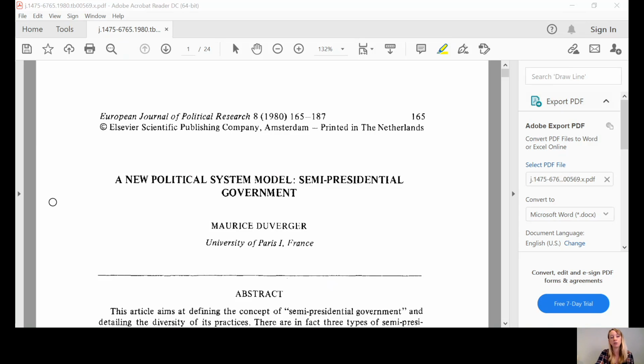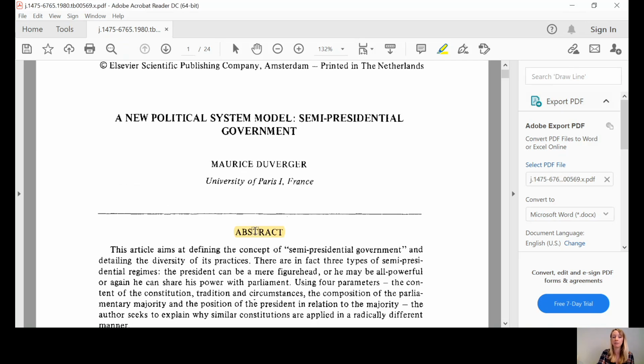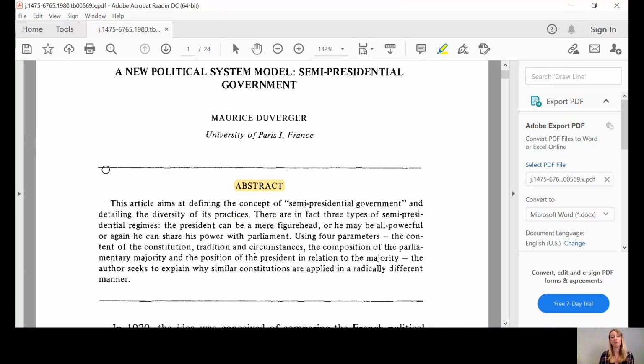The first thing you want to do when you have an article is read the abstract. This should give you enough information to know if there will be useful things in this article or if you need to put it down and move on to the next article.